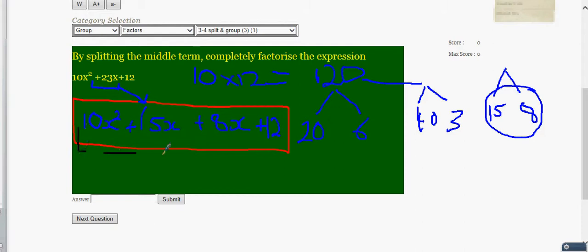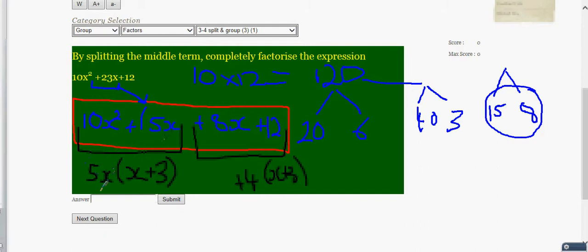We split this up into two groups. We've got 10x squared plus 15x, and we've got plus 8x plus 12. And we factorize those as usual. Okay, so when we factorize 10x squared plus 15x, we do it the normal way. We look at the number. What's the biggest number that goes into 10 that also goes into 15? The answer is 5. What's the biggest number, algebraic number, that goes into x squared that also goes into x? And the answer is x.